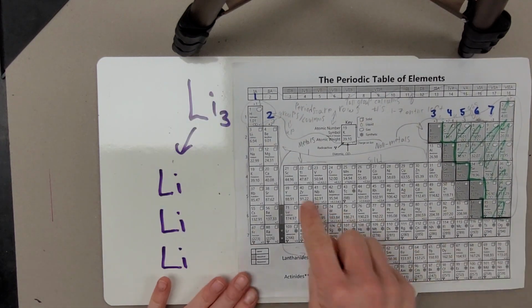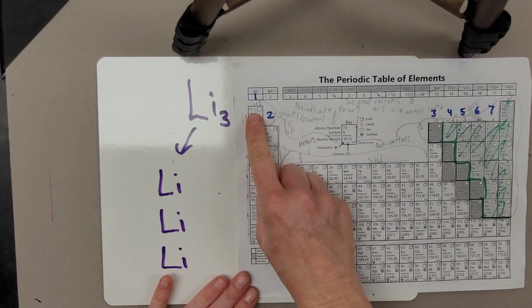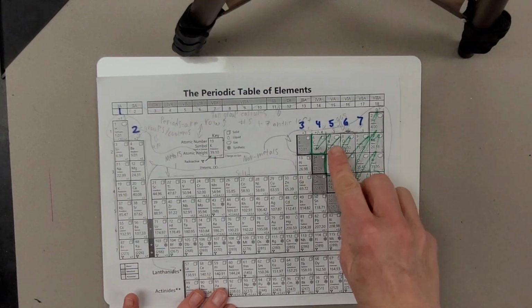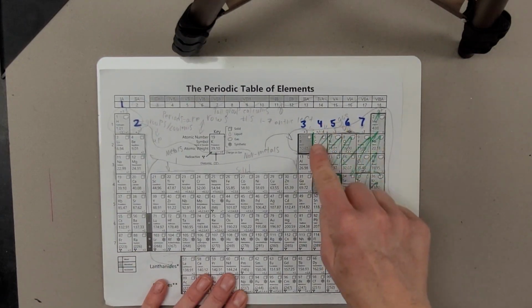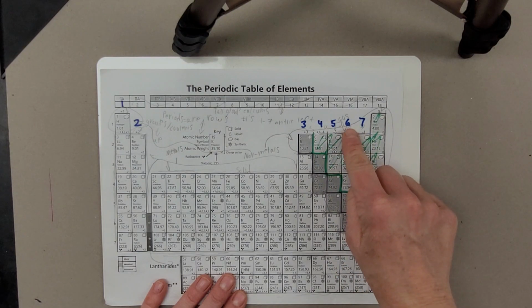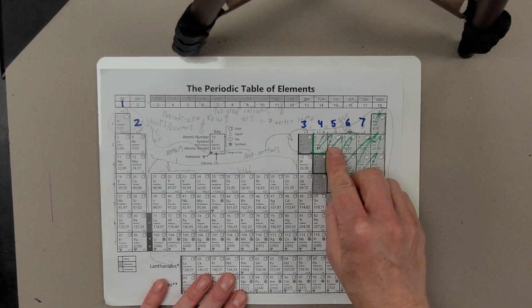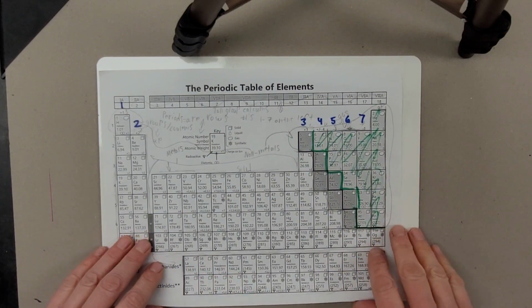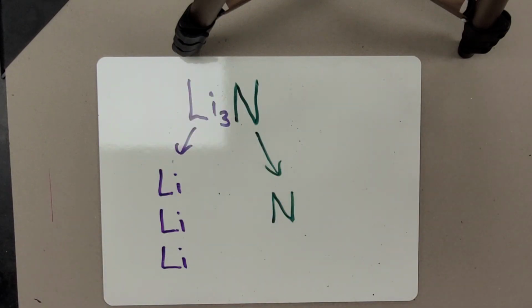So you're going to find lithium right here in the first column. So that means it has 1 valence electron. And you're going to find nitrogen. All of your nonmetals are going to be in this little group over here, so they shouldn't be hard to find. Nitrogen's right here at the top of column 5. It's going to have 5 valence electrons. Okay, so I'm going to put in those electrons.